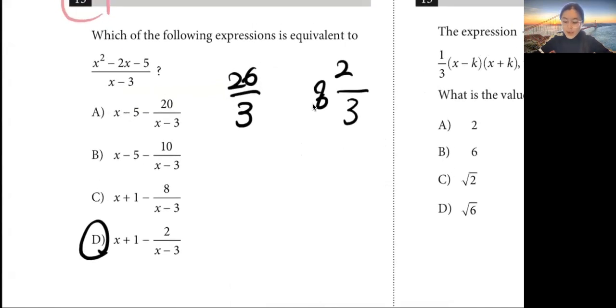So here we have 26 over 3. And as you may know, this can be converted into a mixed fraction. And how would we do that? Well, we have to look for how many 3's fit in 26. And we would say 8 3's, because if it's 9 3's, it's going to be 27. It's going to be bigger than 26.